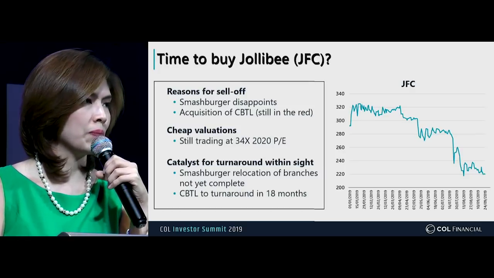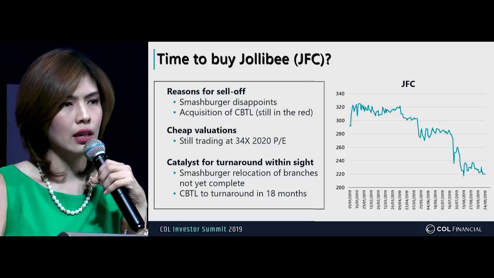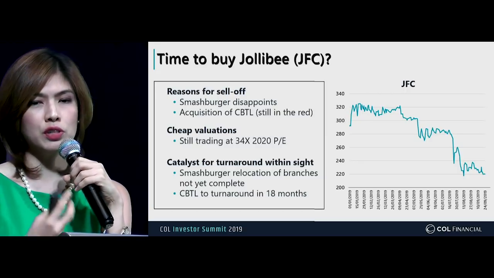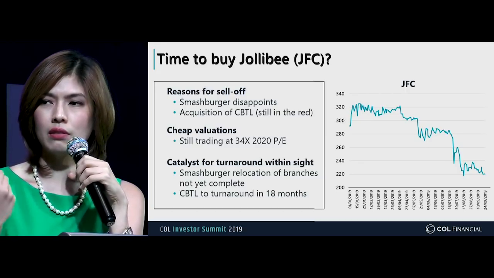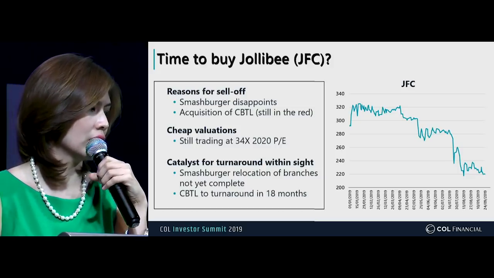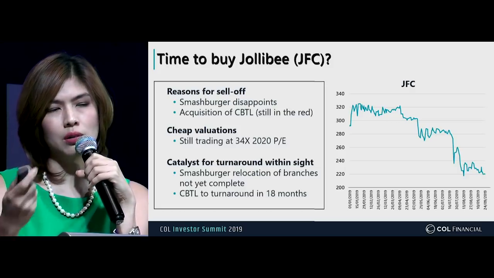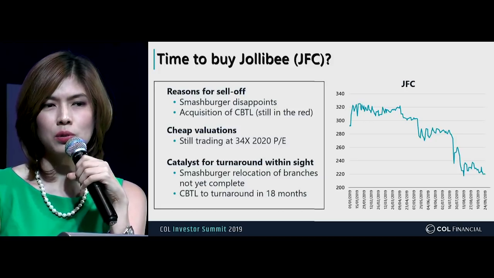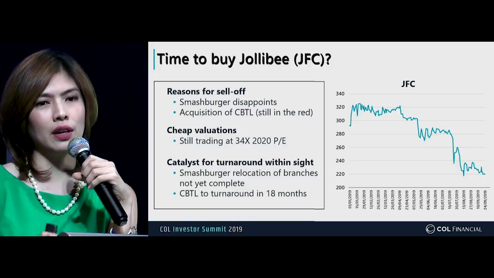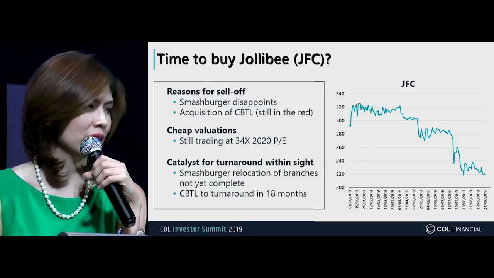And then, is the catalyst in sight for the turnaround of those two businesses that dragged it? Unfortunately, not yet because Smash Burger, one of its problems is the poor location of the stores, and Jollibee said around 30 to 40% of those stores are still needing to be relocated. And CBTL will need mga 18 months to turn around. So still too early at this point, not yet. It's not yet cheap enough and the turnaround will probably take mga 2 more years. So wag muna.